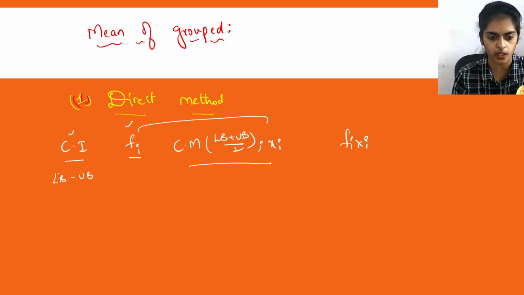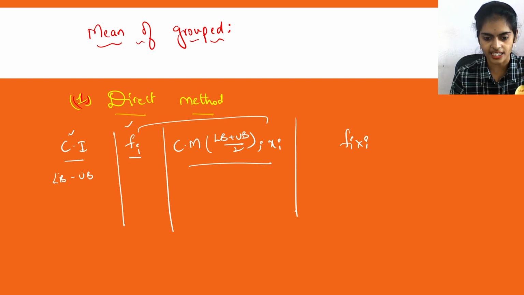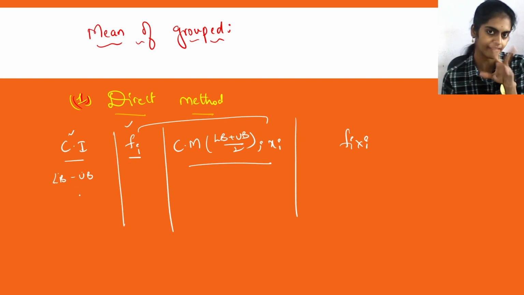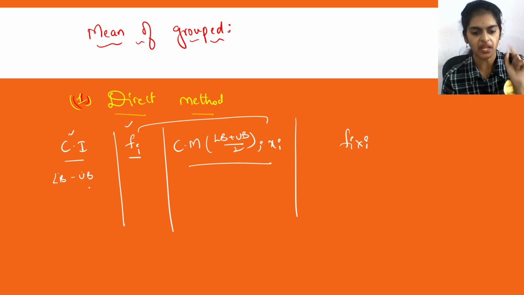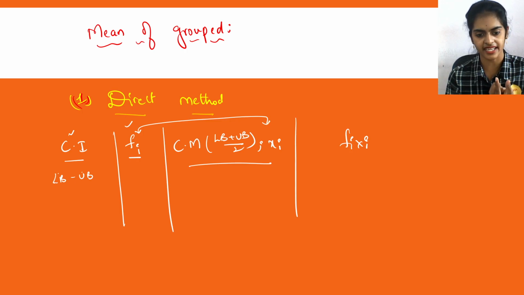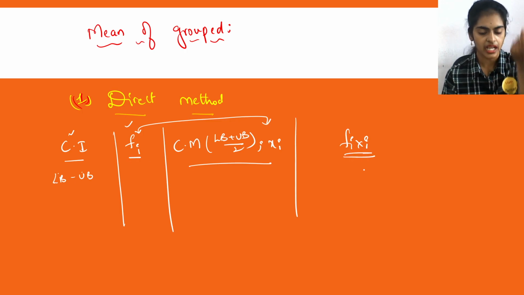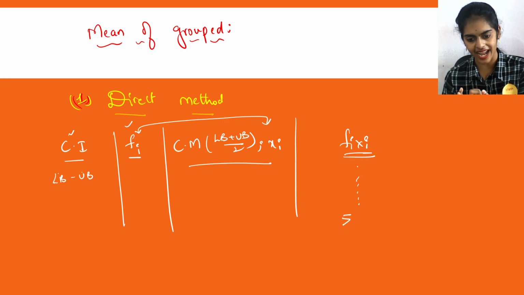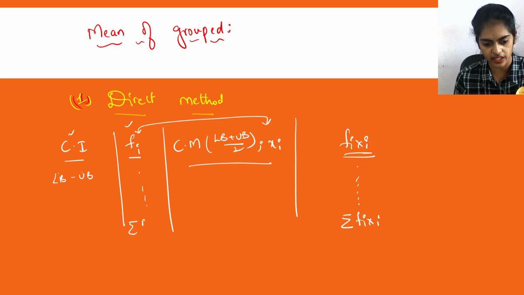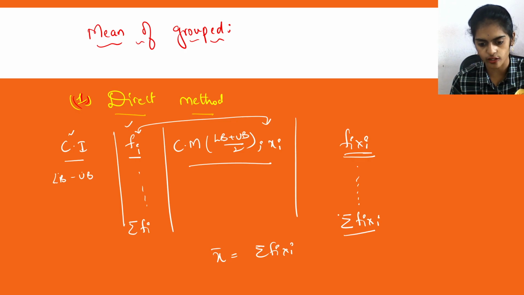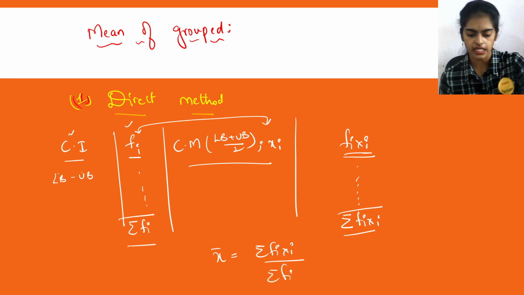These two are given in the question, and the class mark you will find out, which is the average of the class interval limits, and you denote that by xi and multiply fi xi. You will add all the fi xi to get sigma fi xi, and here also you will add all the frequencies. The formula for mean using direct method is sigma fi xi, this last column, divided by the sum of frequencies. Okay, so let's proceed.